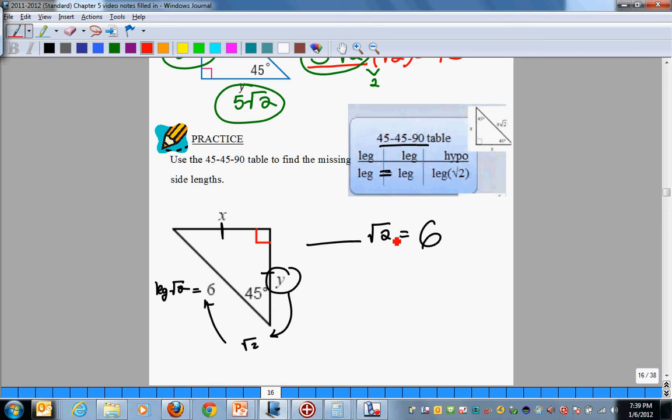Well, first to get rid of the radical, we need a root 2, because root 2 times root 2 is 2. Now ask yourself this, what times 2 is 6? And the answer is 3. So our something is going to be 3 root 2. 3 root 2, for both, because the legs are equal.